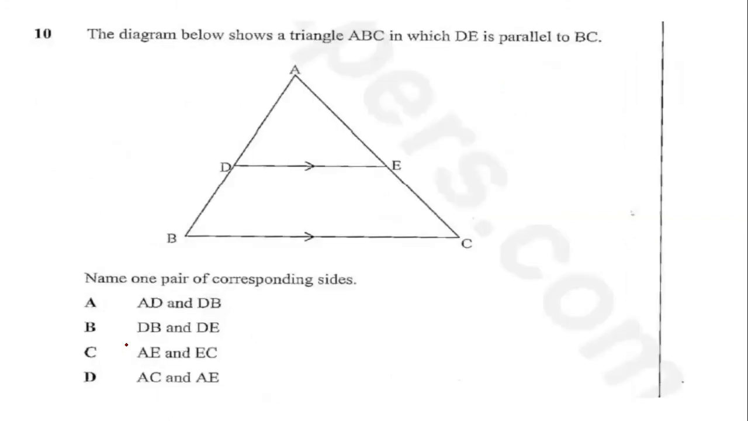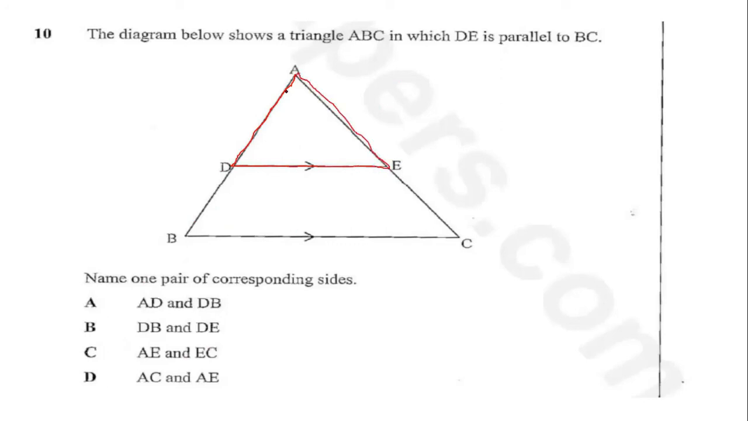All right, question 10, which is the last question in section A. It reads, the diagram below shows a triangle ABC in which DE is parallel to BC. Name one pair of corresponding sides. When you check very well, you notice that there are two triangles in here. There is triangle ADE and there is also triangle ABC. So there is this smaller triangle. Let me just pass through with my red ink. So this is the smaller triangle here.